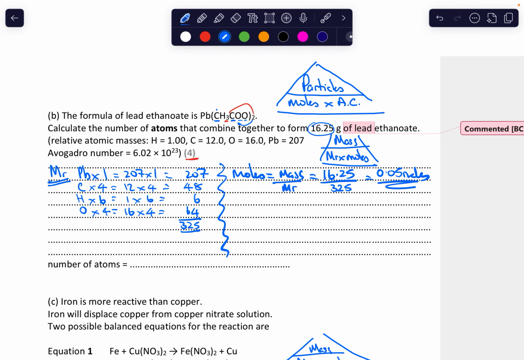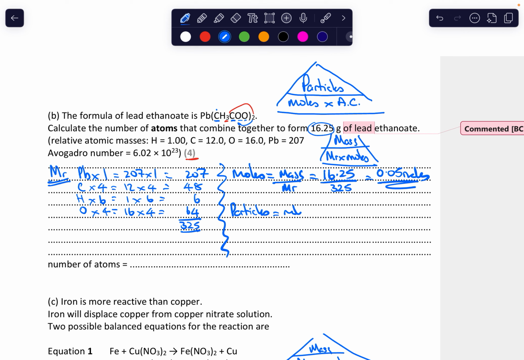Calculate the number of atoms that combine. So if I've got that many moles, I now want to work out the number of particles. They're the atoms in this case. So I'm going to use this second triangle here. So particles is moles times AC. So let's just put that down.